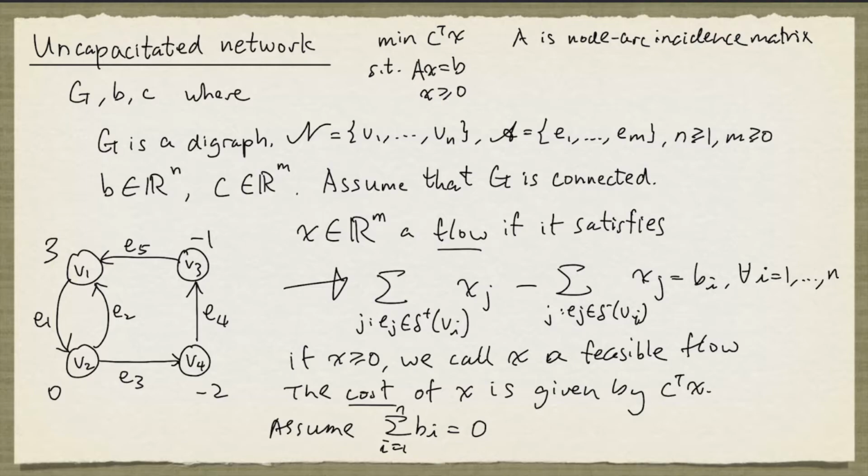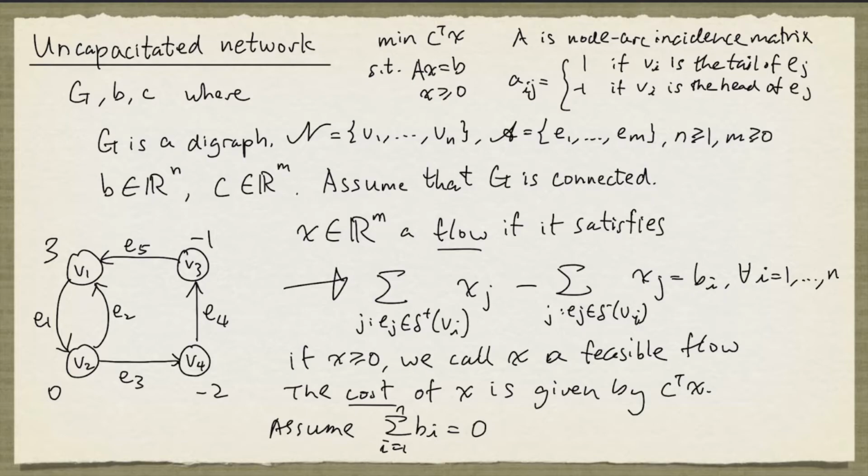And the way to define the node arc incidence matrix is as follows. The ij entry of A is 1 if Vi is the tail of the arc Ej, -1 if Vi is the head of the arc Ej, and 0 otherwise. That means that each row corresponds to each node, and each column corresponds to each arc.